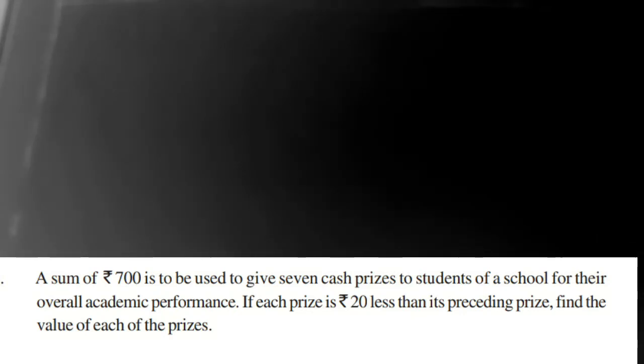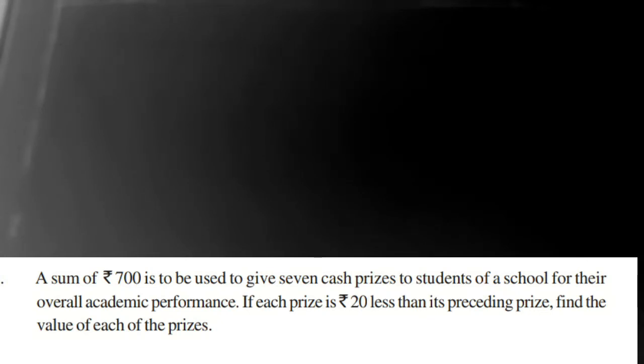A sum of 700 is to be given as 7 cash prizes to students of a school for their overall academic performance. If each prize is 20 less than its preceding prize, find the value of each of the prizes. So 700 rupees is there, and we have to give 7 cash prizes to 7 students.